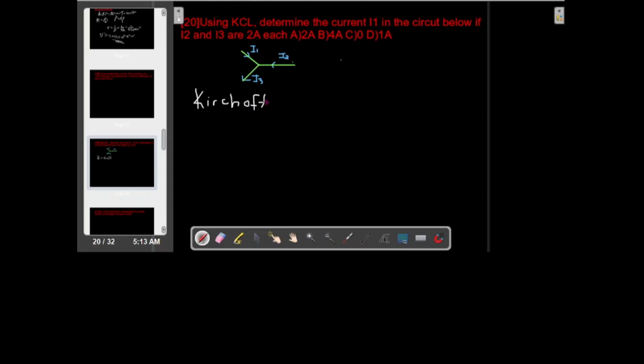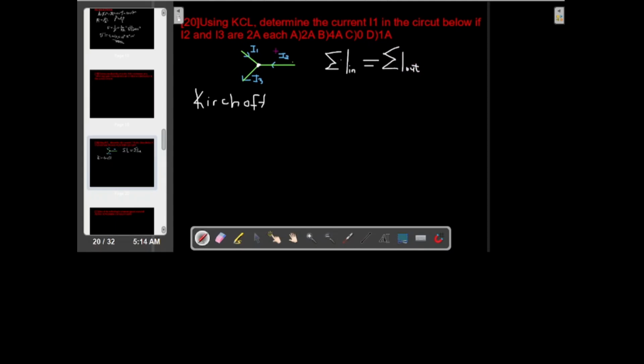It says that the current entering a junction should be equal to the current leaving that junction. Or in other words, the algebraic sum of currents passing through a junction is 0. This point here at the center, where this arrow bifurcates, is what we call the junction. So your formula is summation of current in equals summation of current out. How do you know current in and current out? Just by looking at the direction of the arrow heads.